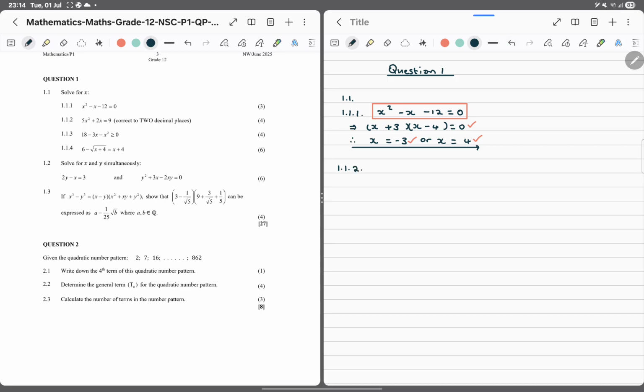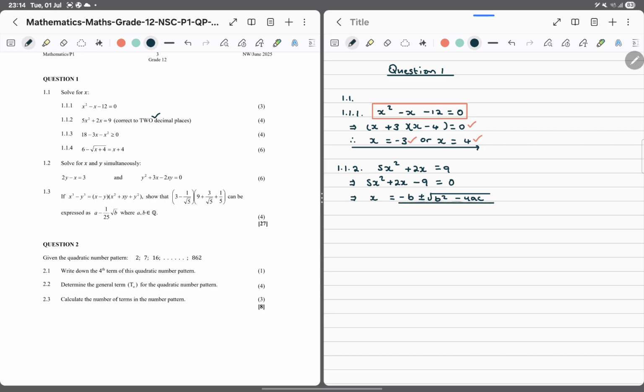Right, next question, we have 5x squared plus 2x is equal to 9. And we are told to solve correct to 2 decimal places. This is already suggesting that this quadratic has irrational roots. So we just write it in standard form. At this point, you can choose to do this by completing the square or use the quadratic formula. But either one of the 2 techniques is one and the same thing. So they come up with the same answer.